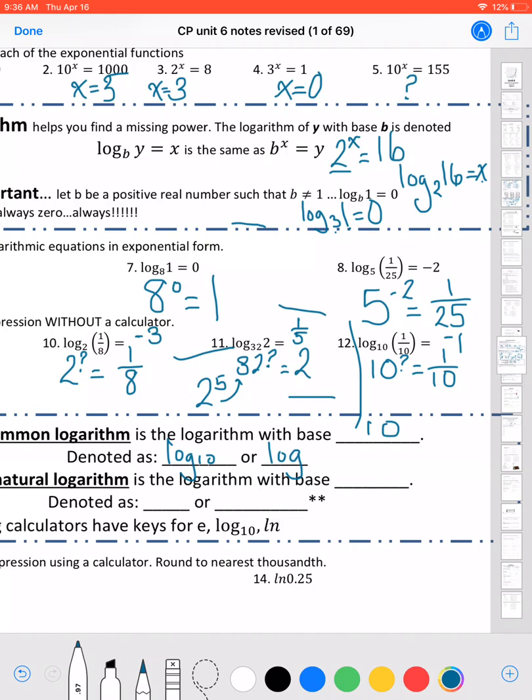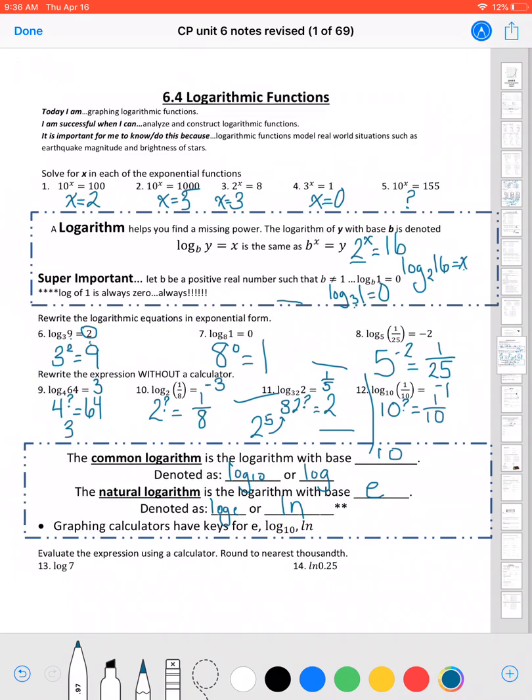The natural log is a logarithm with base e. It is denoted as either log base e, which you'll never see anywhere, but more typically, we put it as ln.